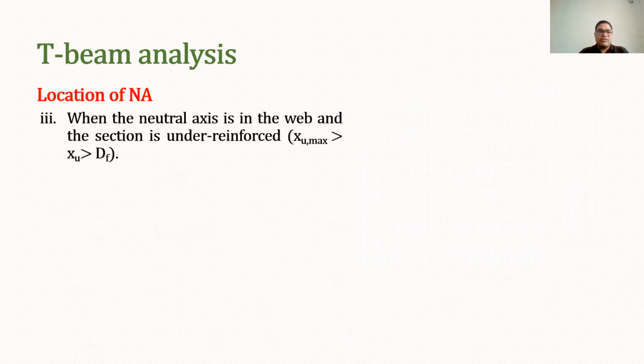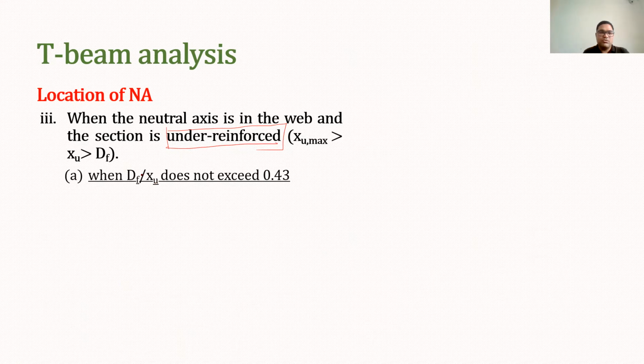Now going to the next case, which is the third case for the under reinforced beam. So when our beam is under reinforced, in that scenario we compare Df by Xu ratio. In place of Df by d ratio, we compare Df by Xu ratio. So in this case also we have two cases. So first case is when Df by Xu ratio does not exceed 0.43.